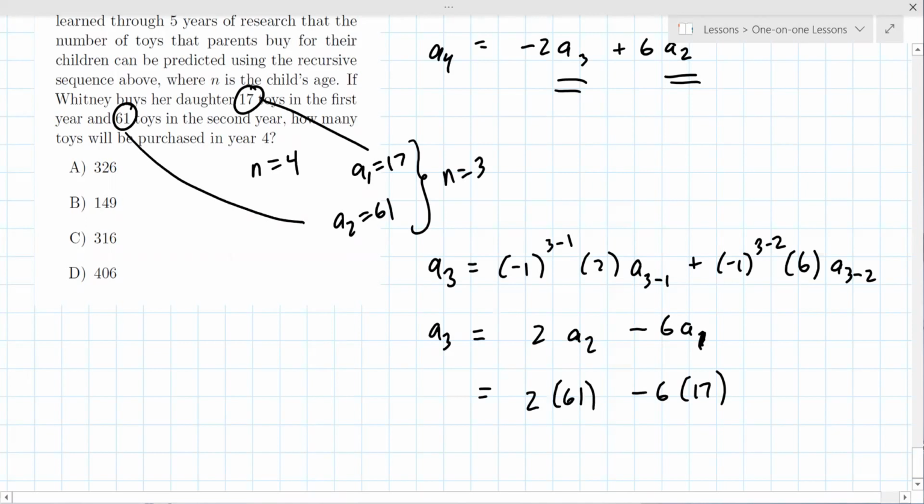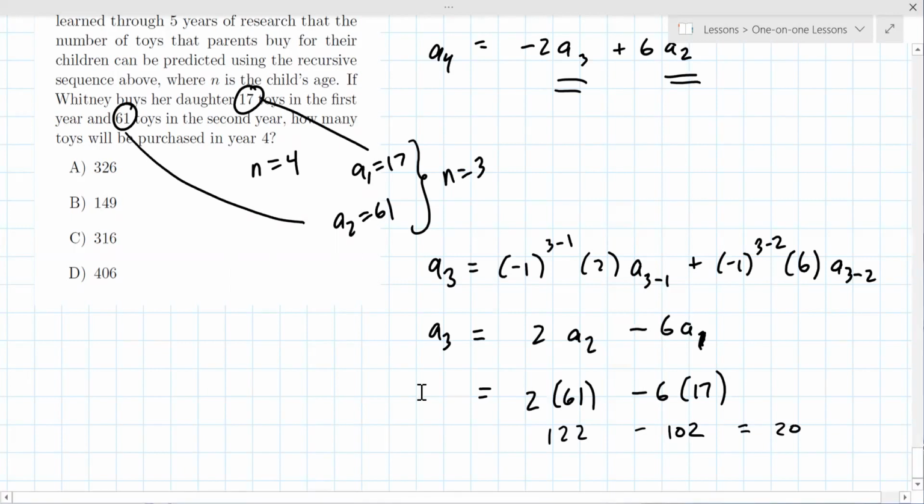122 minus 42... 122 minus 102, yeah. So did you get that it's 20? Yeah. So A3 is 20.